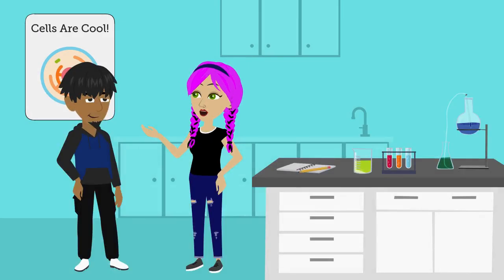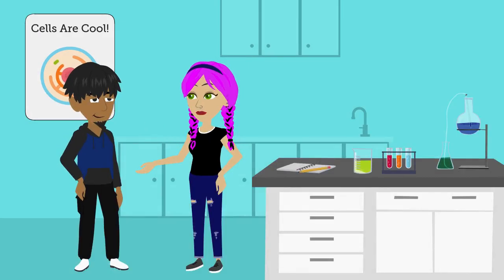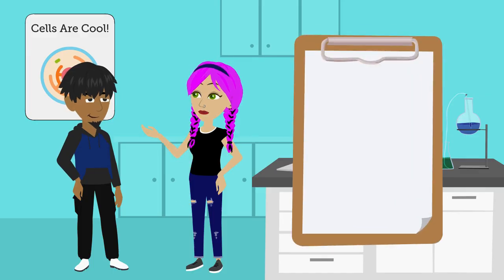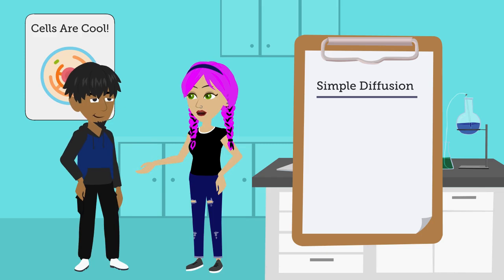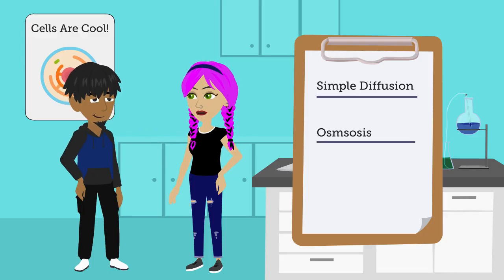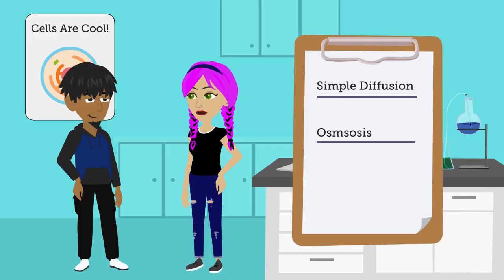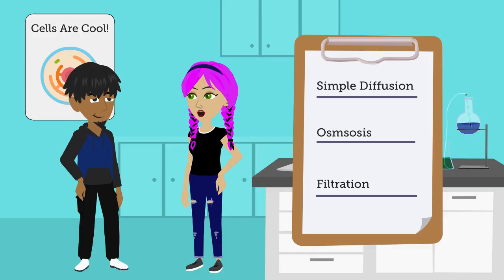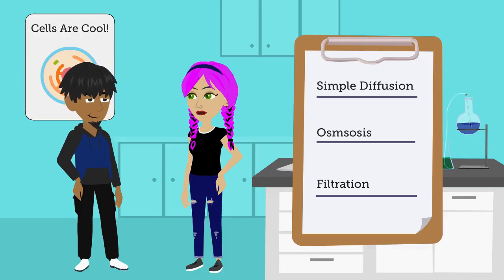In this introductory video, we learned about simple diffusion, osmosis, and filtration. To summarize, first, simple diffusion is the movement of a solute from an area of high concentration to low concentration. Second, osmosis is the movement of water from an area of high concentration to low concentration. Lastly, filtration is the movement of solute and solvent from an area of high pressure to low pressure.